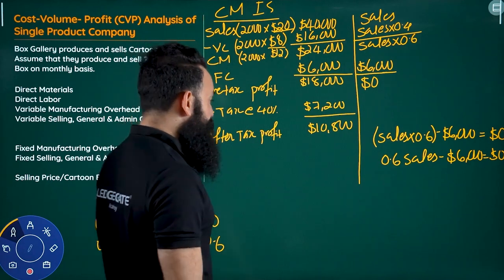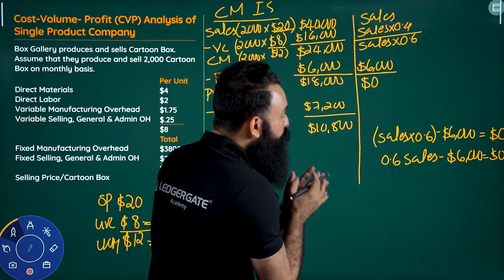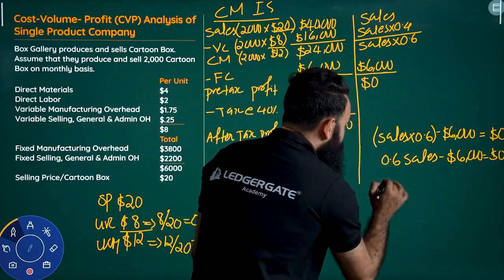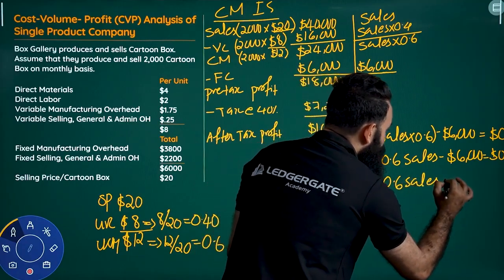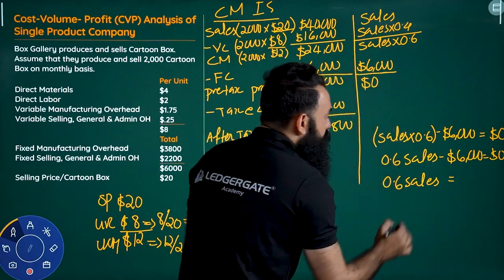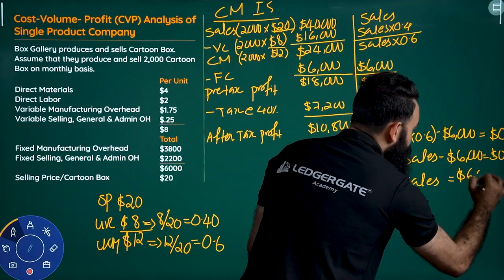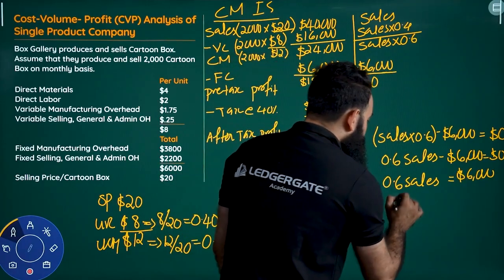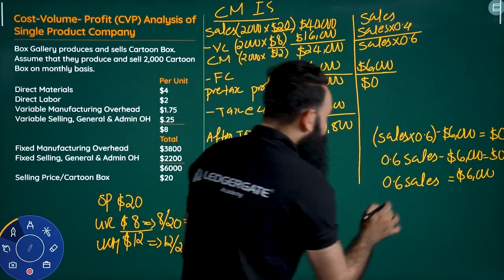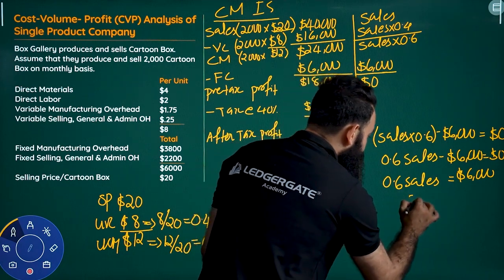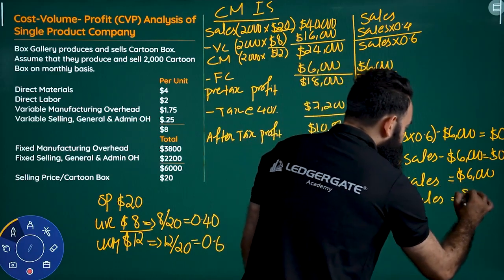So now it's time to calculate sales. 0.6 sales is equal to, now we can move to the respective areas, right? So now 0.6 sales is equal to, what? We are bringing this to the right side, right? So here it is minus, it will become plus over there, right? And 0.6 sales equals 6,000. Here it's already 0, there is no value for 0. So 0.6 sales equals $6,000. Sales is equal to 6,000.